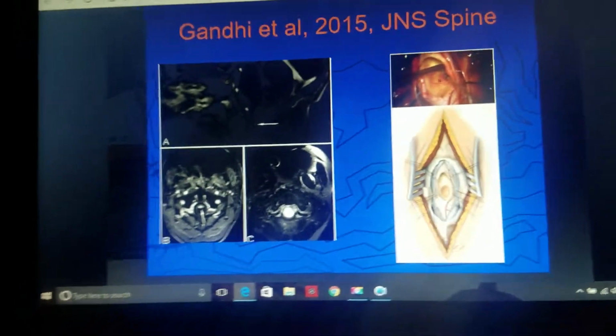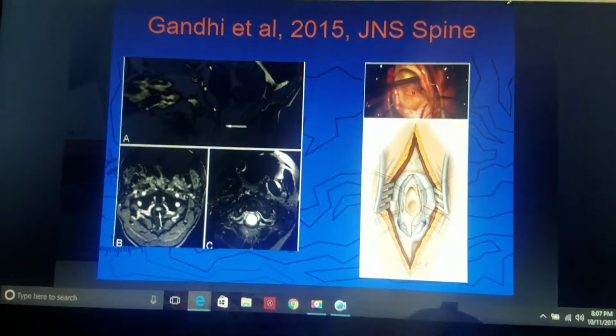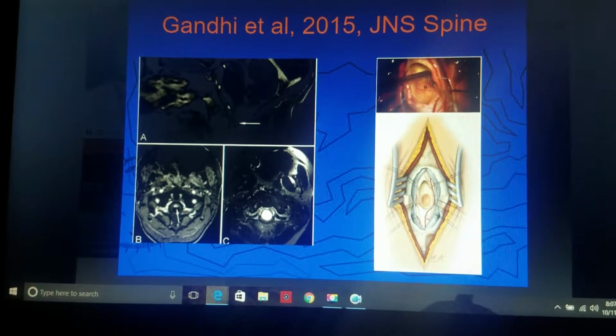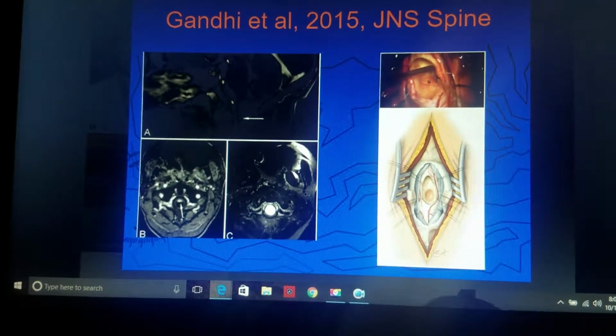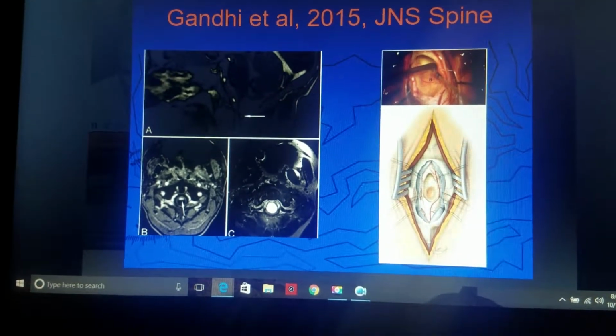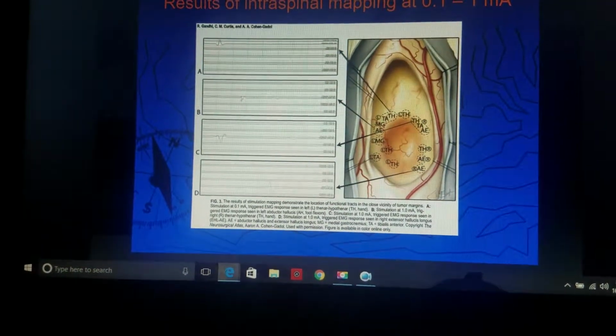There's a recent paper in the Journal of Neurosurgery Spine showing an MRI of the tumor on the left and an actual intraoperative photograph on the top, and then a lovely artist's rendition of the tumor cavity after the tumor was removed on the bottom right. And the next slide is that blown up.